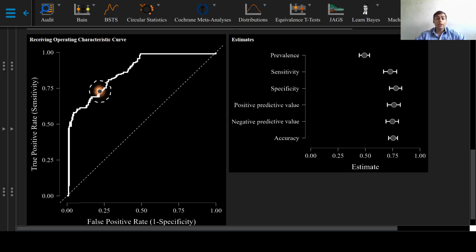Thus, we have seen that JASP provides an excellent interface to quantify the diagnostic ability and yield of a test.